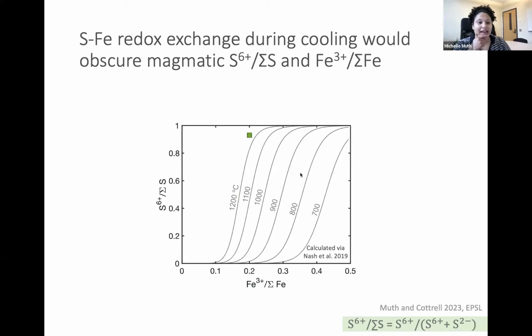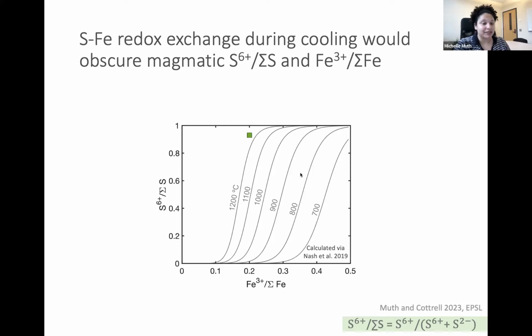And so to illustrate that in more detail, I'm showing an example here of one of the proposed cooling models in comparison to the natural data we have. So what this plot is showing is the sulfur and iron valence state in silicate melts on the X and Y axis. And then each of these gray lines is an equilibrium calculation of the sulfur and iron valence state in that melt as a function of temperature. So it's predicting the equilibrium exchange between sulfur and iron as a function of temperature.